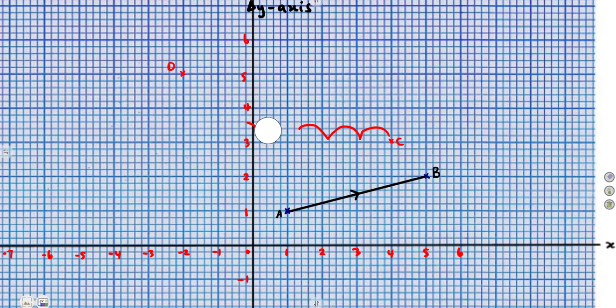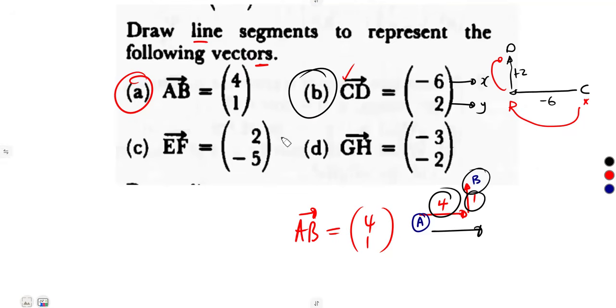All right. We have created a vector that is simply to join C to what? C to D. By joining that, we have created or indicated a vector, CD. That's it. Okay, let's see another one.